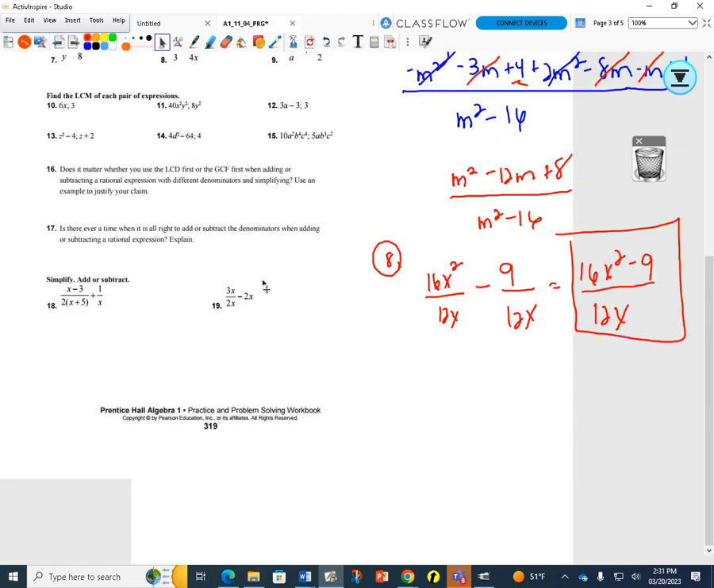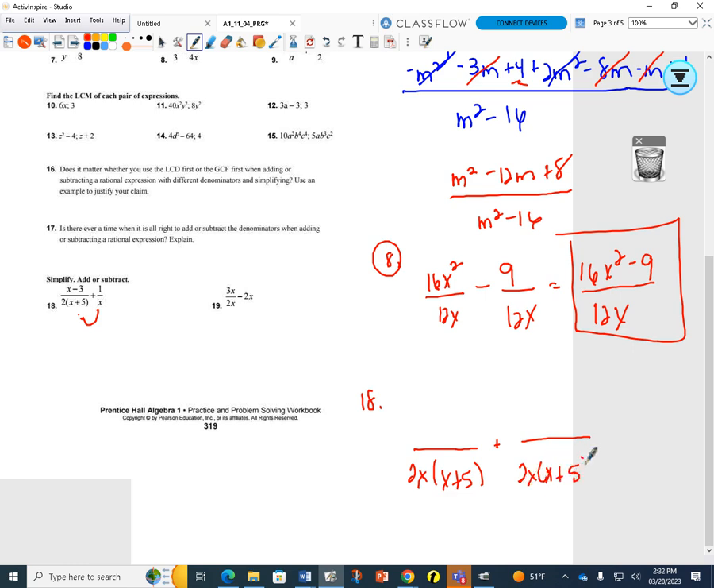All right, number 18, simplify. We're going to do common denominators here. So we need to multiply these. So our common denominator for number 18 is going to be 2x times x plus 5, because we're going to multiply this times this entire expression. And that's going to be the first fraction plus, and the same denominator here.